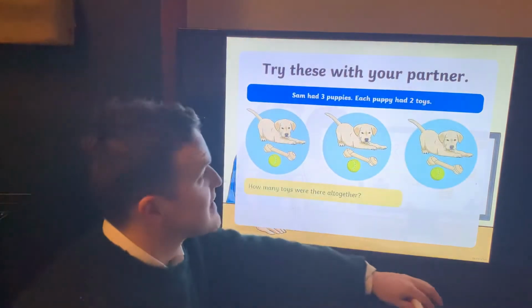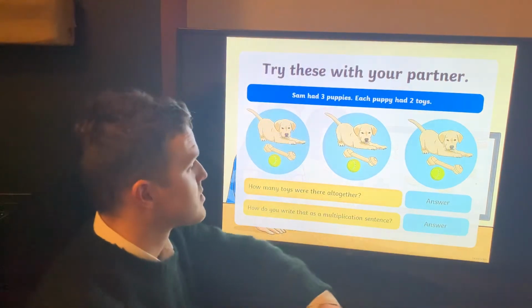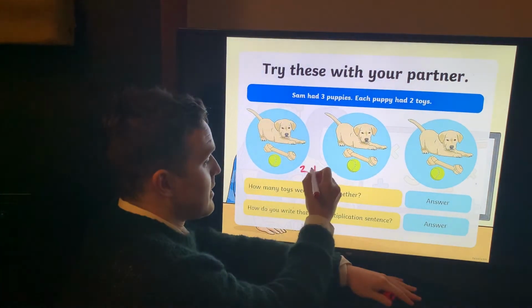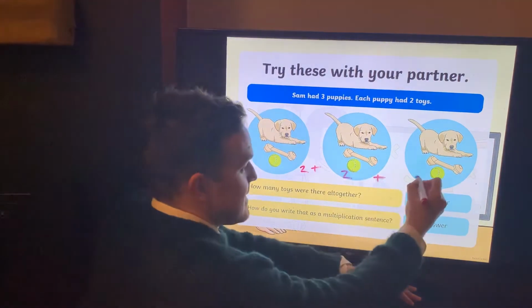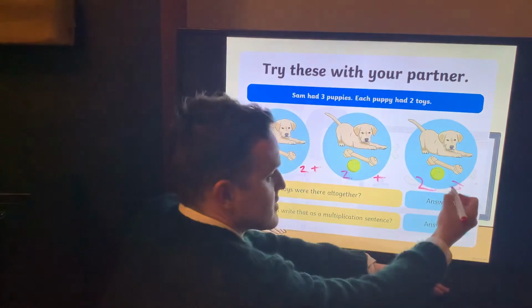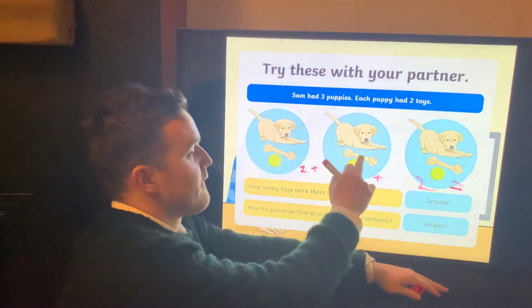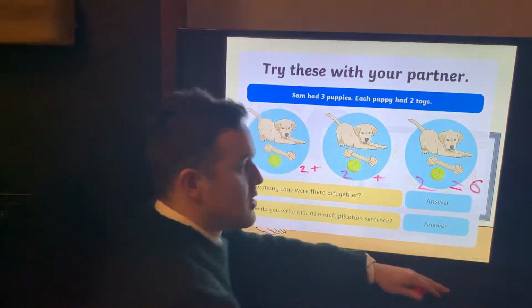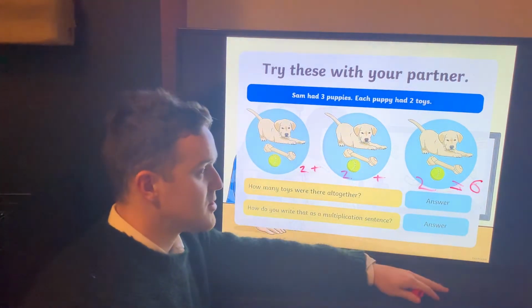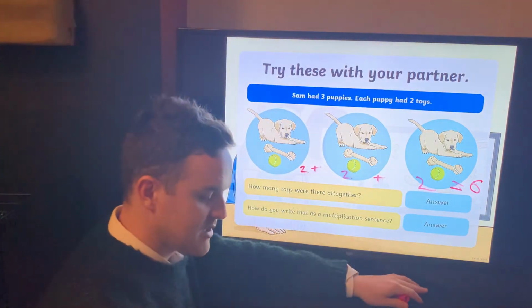Okay. Sam had 3 puppies. Each puppy had 2 toys. So 2 add his 2 add his 2 equals, fix that. 2 add 2 add 2 equals 2, 4, 6. Or as a multiplication, I'll show you because they've written it.